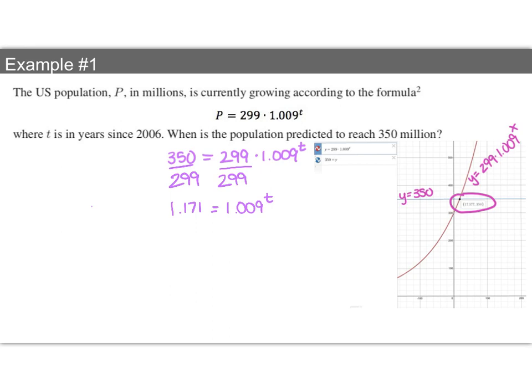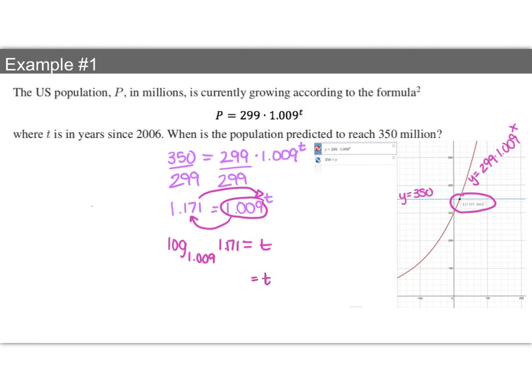And as we mentioned before, this is something that we weren't previously able to do. But now that we know about logs, we can convert this into log form. And again, remember, we always start with the base of the exponent or the log, and then do our little circle, right? So this is going to be log base 1.009 of 1.171 equals t. So then we can plug in this log base 1.009 of 1.171 into our calculator to get t.